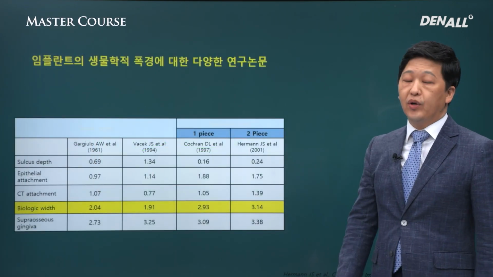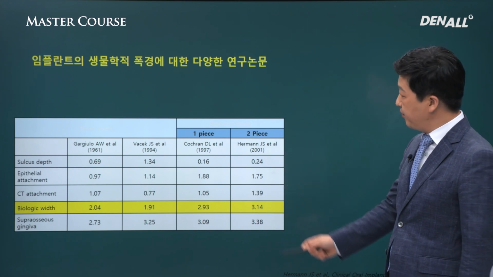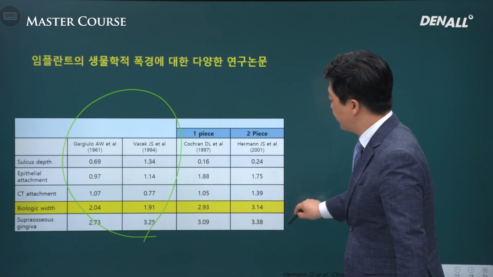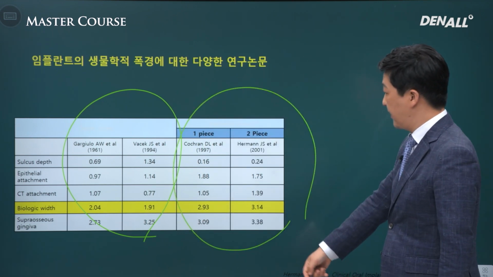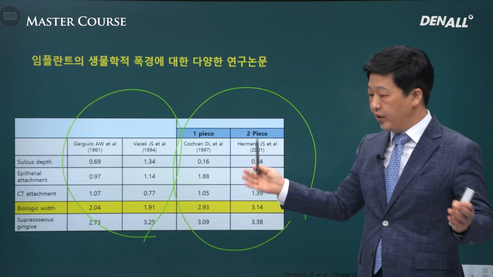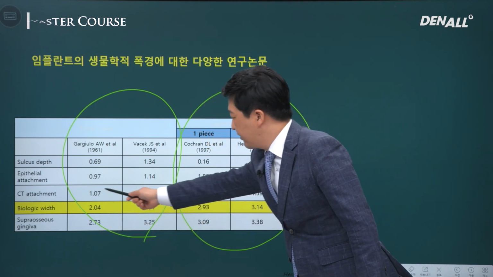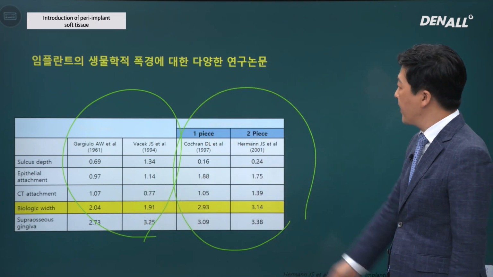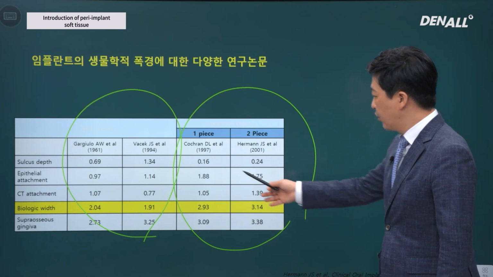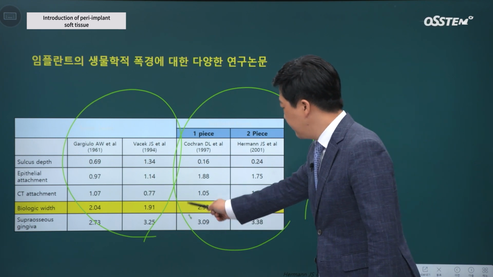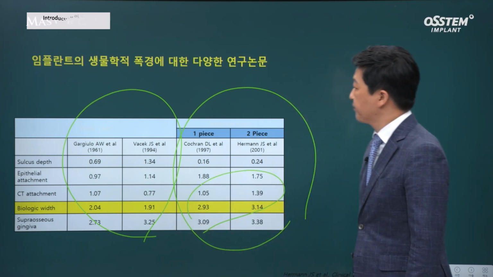There are many researches on biologic width of implant, and on the left is related to natural tooth, and the right is about the implant. The biologic width of natural tooth is about 2.2 millimeters on average, and in the case of implant, it is 1 millimeter more. That is the current report.